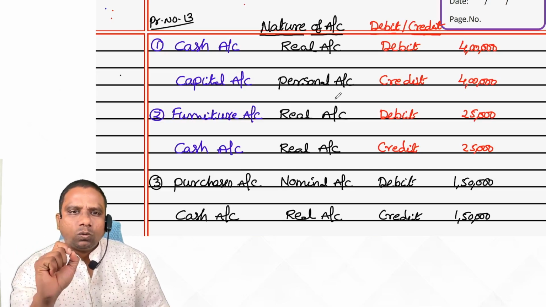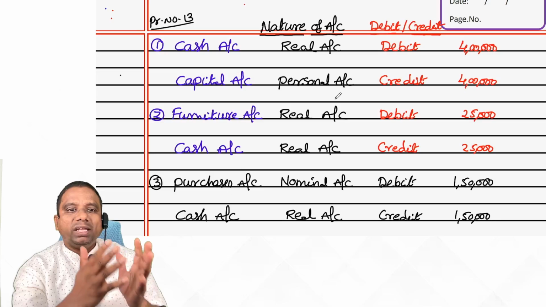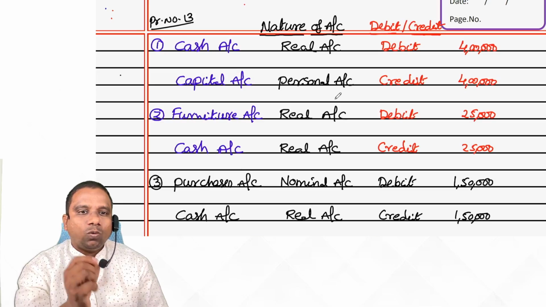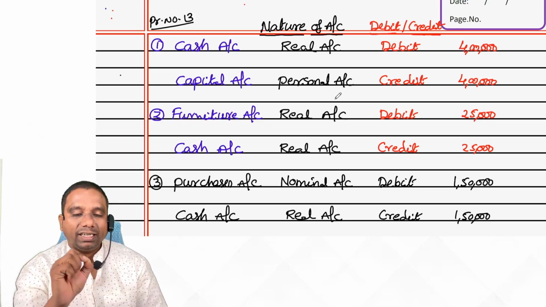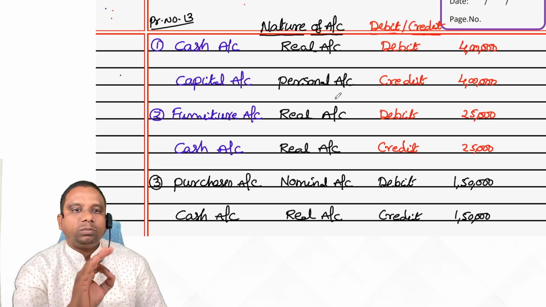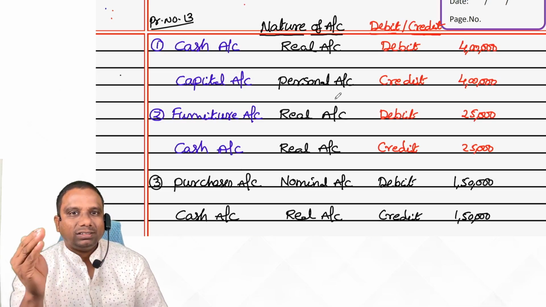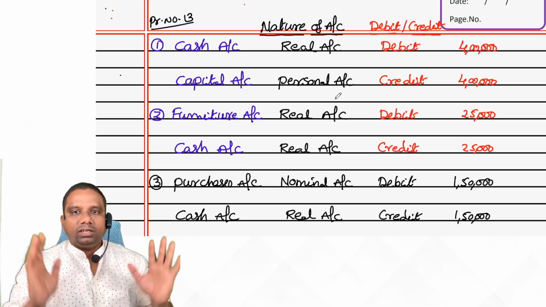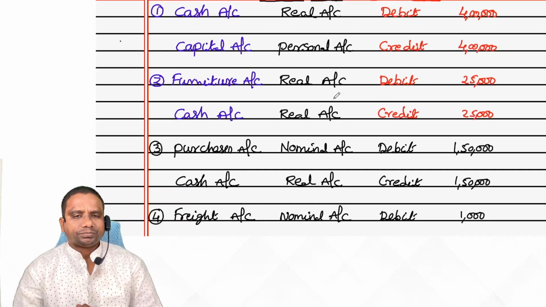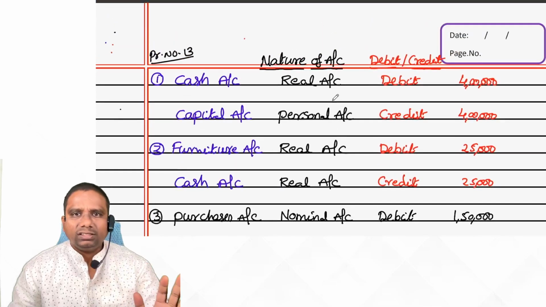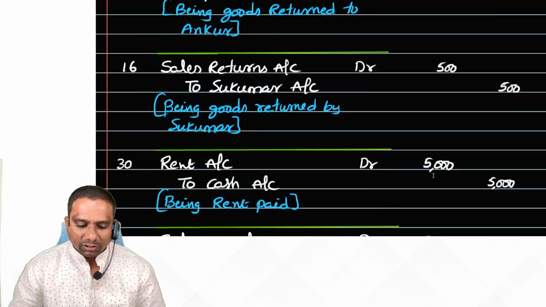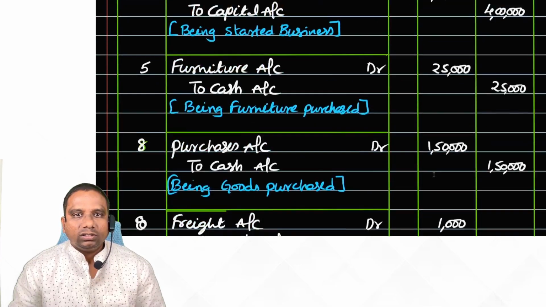Transaction analysis means what? First, we have to identify how many accounts are involved in the transaction. After that, we should identify the nature of the account involved. After that, we have to recall the debit credit rules of that particular account. Then we classify: cash account debit and capital account credit, furniture account debit and cash account credit. Once we are ready with this analysis, the next immediate step is to record the same in the journal.